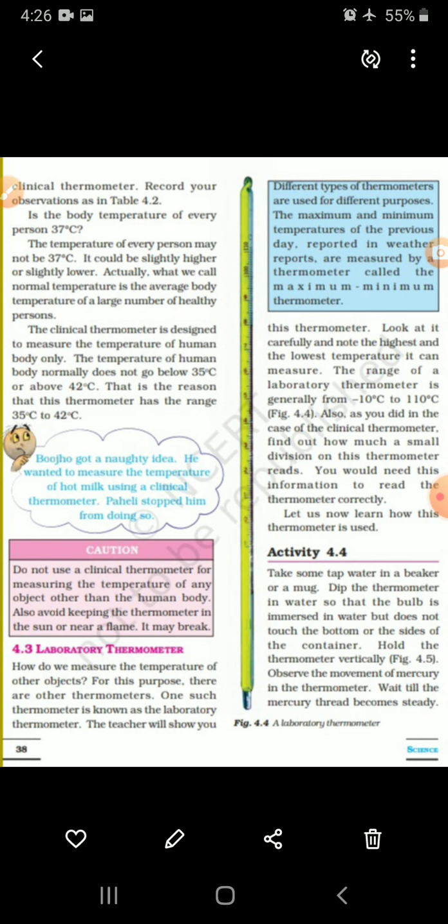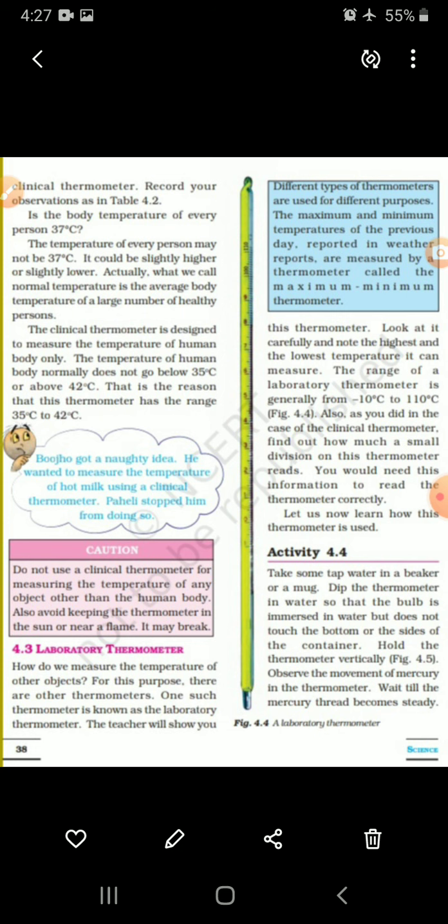Actually, what we call normal temperature is the average body temperature of a large number of healthy persons. The body temperature may vary a little. The clinical thermometer is designed to measure the temperature of the human body only. The temperature of the human body normally does not go below 35 degrees centigrade or above 40 degrees centigrade. That is the reason the thermometer has the range 35 degrees centigrade to 42 degrees centigrade.